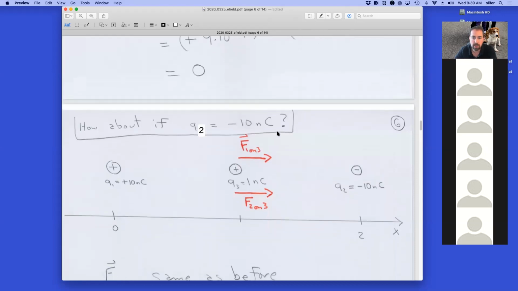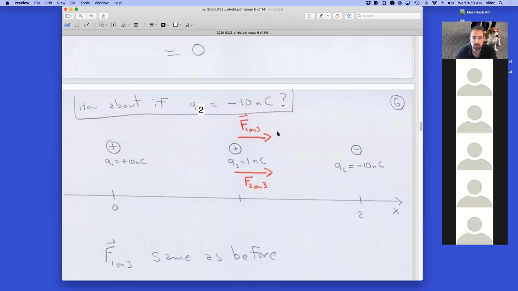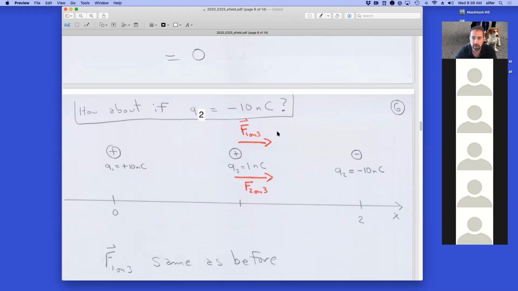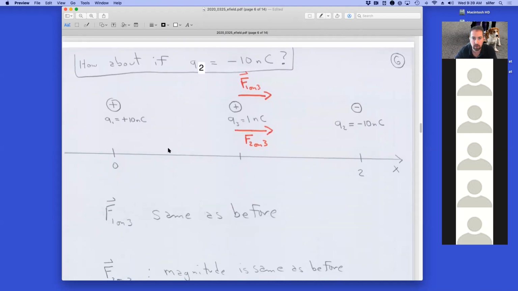So now, how about if Q2 is negative 10 nanocoulombs? What I'm doing here is the same problem, and now hopefully you see it's not as complicated as when we first started, so I'm not going to do it as piecemeal as before. We still have plus 10 nanocoulombs here. We now have negative 10 nanocoulombs here.